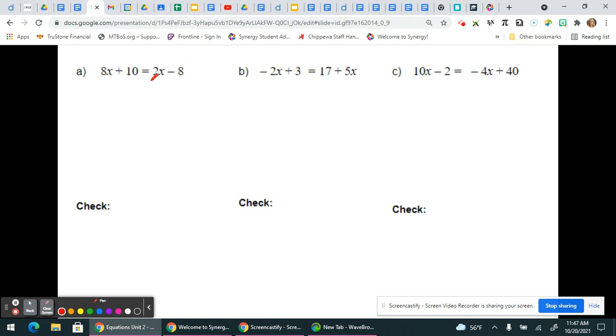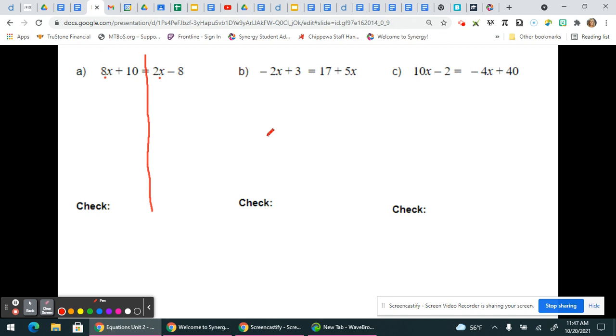8x plus 10 equals 2x minus 8. So here we're going to find our equal sign. We're going to put our line in. And we're going to notice that there's a problem because I've got 8x's on the left and 2x's on the right. So in order to get the x all by myself, I have to isolate my variable. So to isolate it means I'm going to remove it from one of my sides.